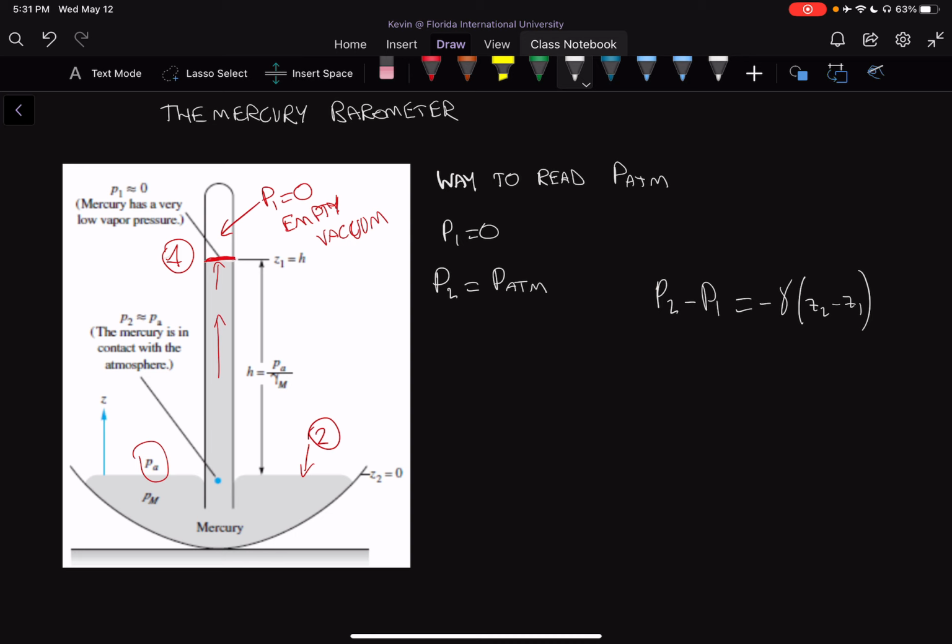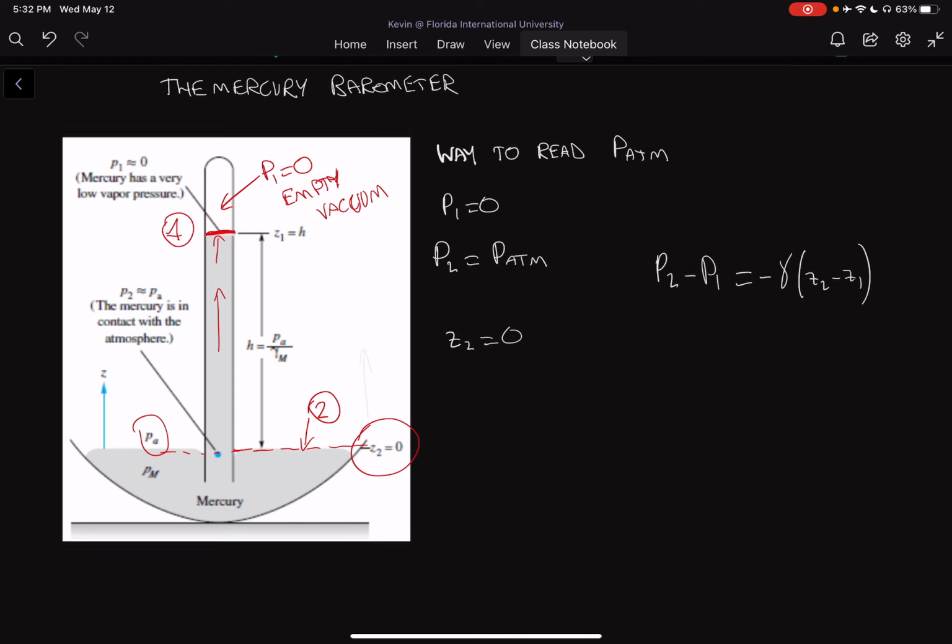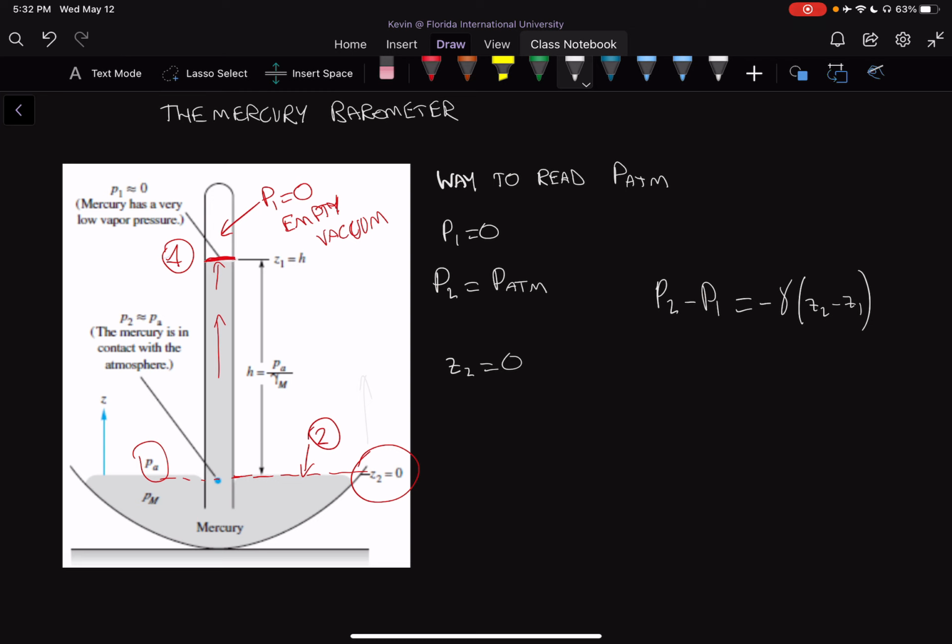And by simplifying the equation, we can also say that the height at point 2, so if we look at the height right here at point 2, is equal to 0. Okay, that's going to be our 0 height. And then Z1 is equal to H. So we can say that Z2 is equal to 0, and this being positive, upwards being positive, we can say that Z1 is equal to H, as illustrated in the diagram.